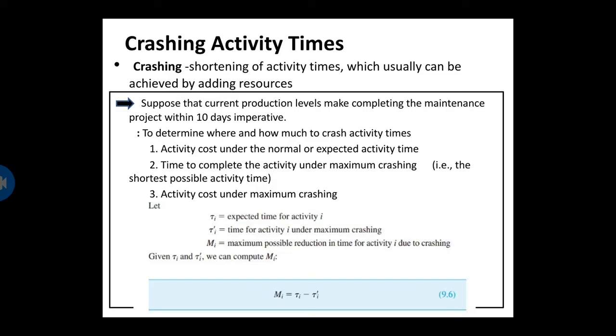Let T sub i be equal to the expected time for activity i, and T prime sub i be equal to the time for activity i under maximum crashing. M sub i is equal to the maximum possible reduction in time for activity i due to crashing. Given the expected time for activity i and the time for activity i under maximum crashing, we can compute the maximum possible reduction in time for activity i due to crashing.